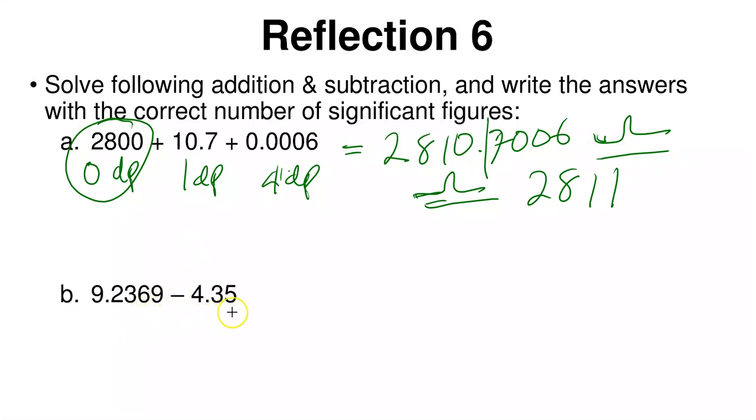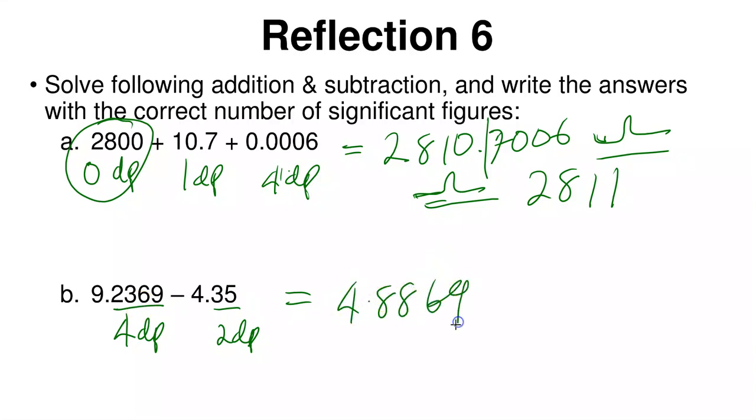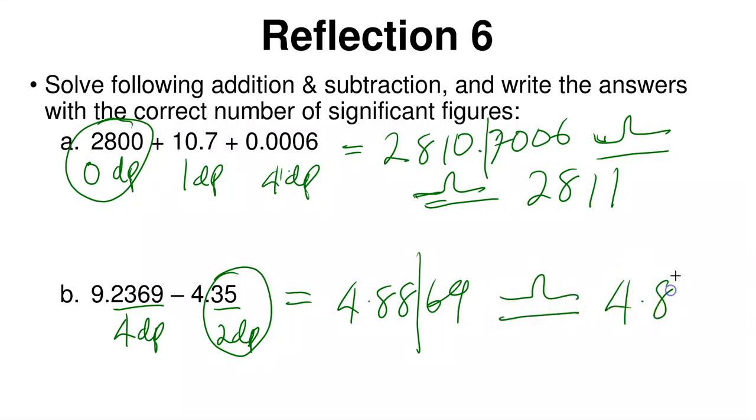And the final one here will be 9.2369 minus 4.35. So here you have 4 decimal places, dp. Here you have 2 dp. If you subtract this from this, it gives you 4.8869. Now we want our answer to be in 2 decimal places. What it means is that we want it to stop at this point. And again, this number is greater than 5. So to drop it, we're going to have approximately 4.89. And this is in 2 decimal places. Remember, this one has 0 decimal places. So that is how we do those problems.